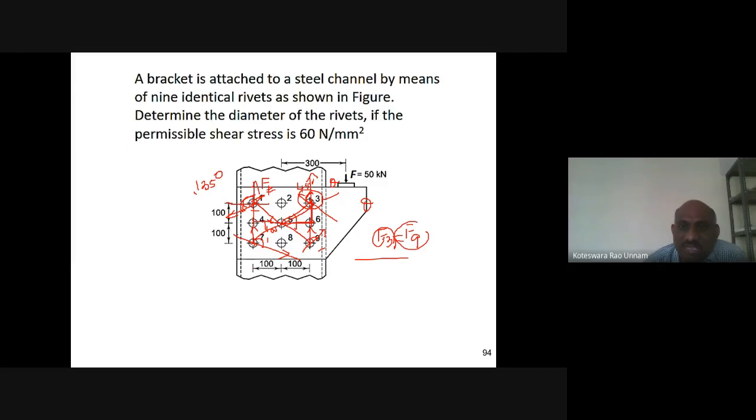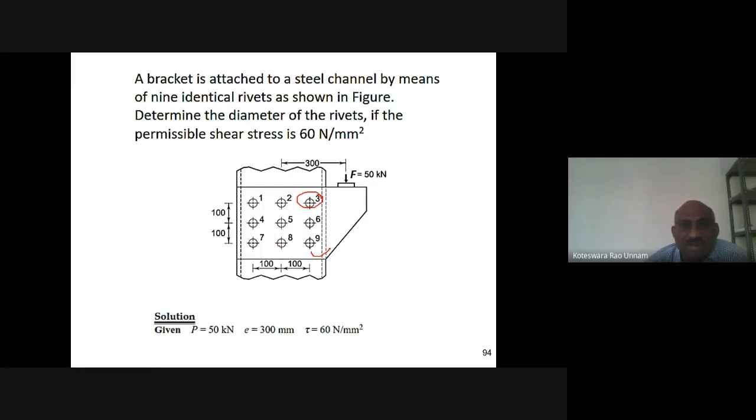Once you get the F3 value, equate it to the shearing strength of the rivet, that is pi by 4 d square into tau. From that you will get the diameter of the rivet. That's how we can solve this problem. Even though you have 9 rivets, finally we are calculating only the force at either rivet 3 or rivet 9. From that we get the solution.